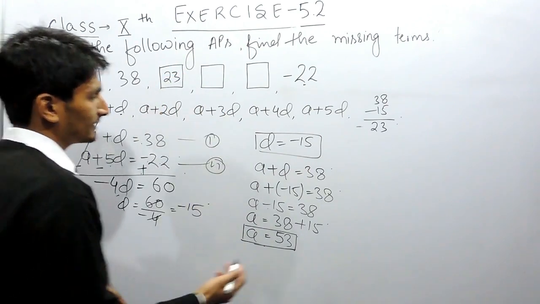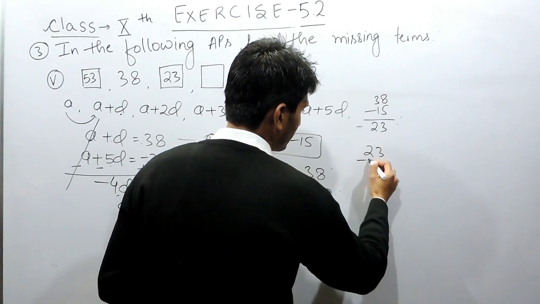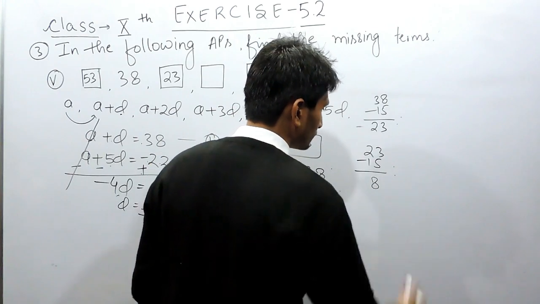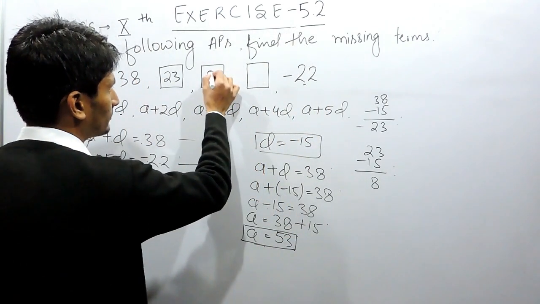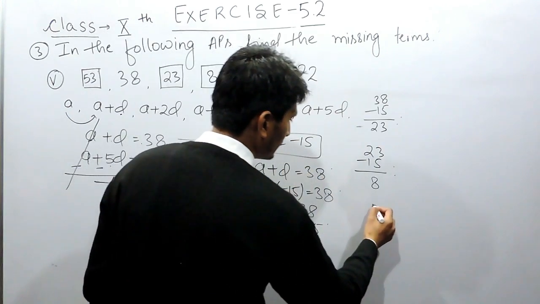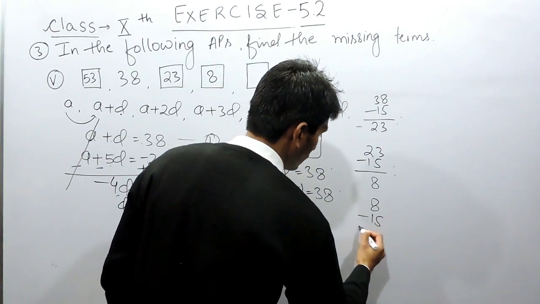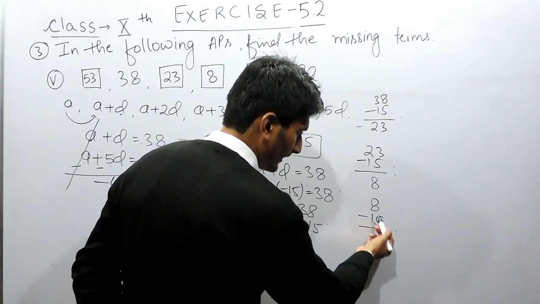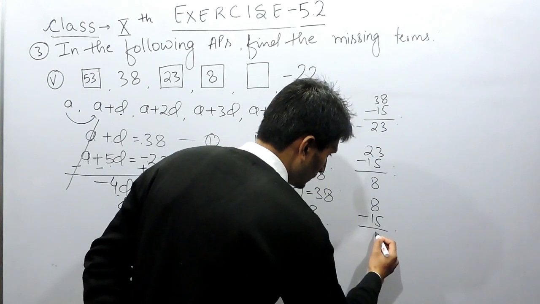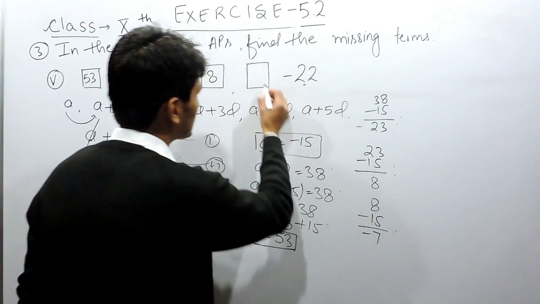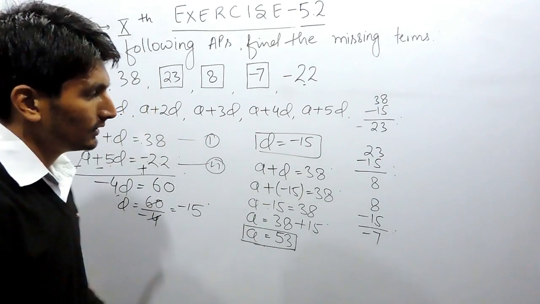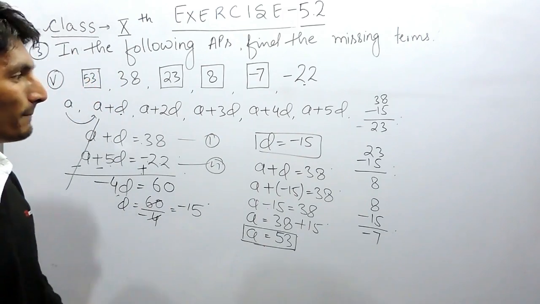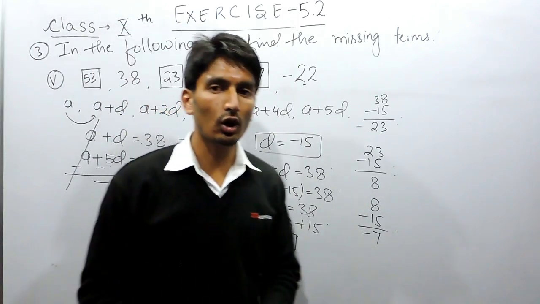And again, if you want to find another term, you have to subtract 15 from 23. So the result will be 8. And again you have to subtract 15 from 8. So this will become 8 minus 5, 7, and the sign will be minus 7, because in these two the greater value has negative sign, so the fifth term will be minus 7. So this is how you can solve this question.